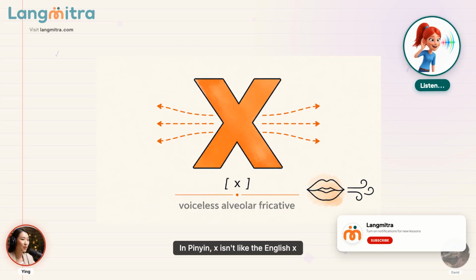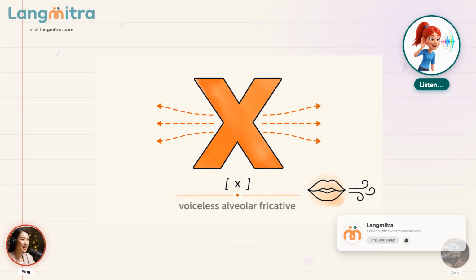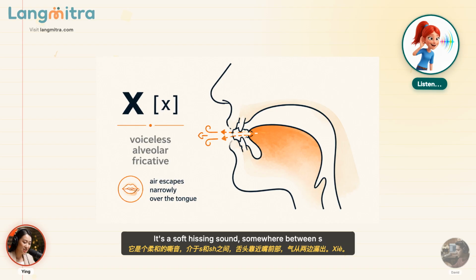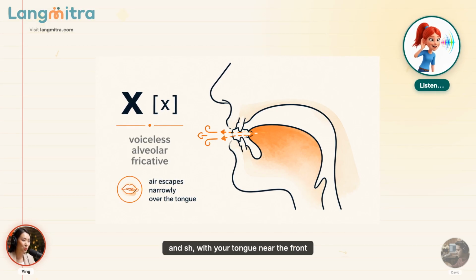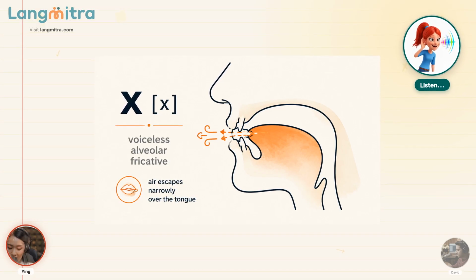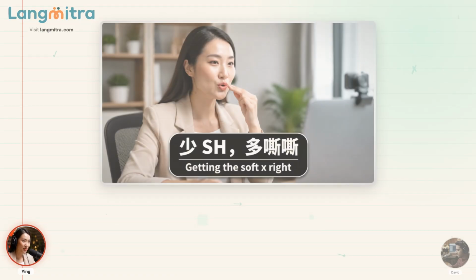In pinyin, X isn't like the English X in box. It's a soft hissing sound, somewhere between S and sh, with your tongue near the front of your mouth, air leaking out the sides. Xie.